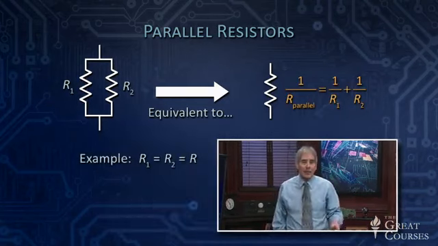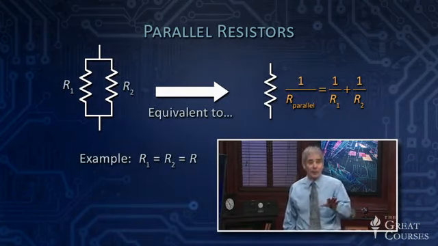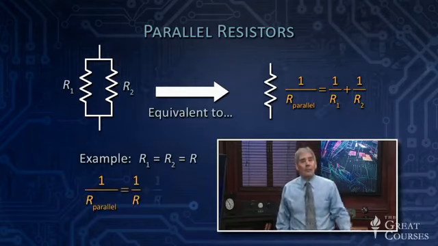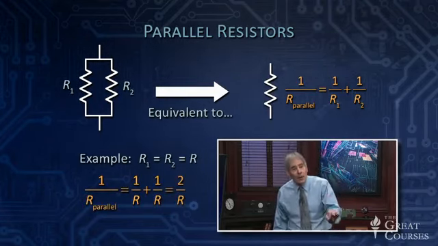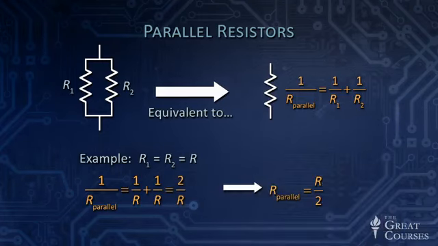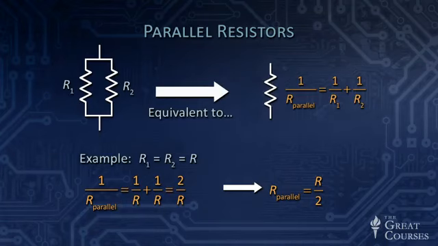And here's an example. If the two resistors are equal, and they're equal to R, then 1 over R parallel is 1 over R plus 1 over R. That's 2 over R. And if you invert that, that says R parallel is R over 2. So if you put two equal resistors in parallel, you get half the resistance of either one. Remember, if you put them in series, you got a resistance that was twice that of either one.